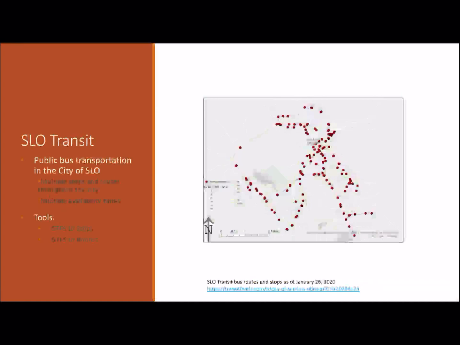This map shows a normal SLO Transit service schedule showing routes and bus stops in January of 2020. Transit data was acquired through transitfeeds.com, which stores transit data from all over the world as General Transit Feed Specification files, shortened as GTFS. The tools used to create this map were ArcGIS Pro's GTFS to Stops and GTFS to Shapes tools.